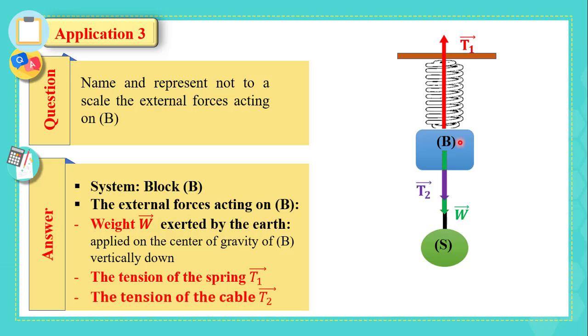B is also attached to another spring or cable. This cable exerts another tension force, I will call it T2, on the block B, where this force is applied in the point of contact between this cable and B and directed downward.